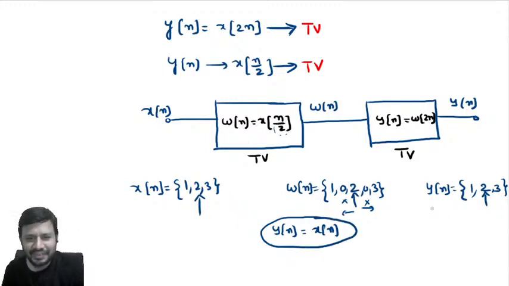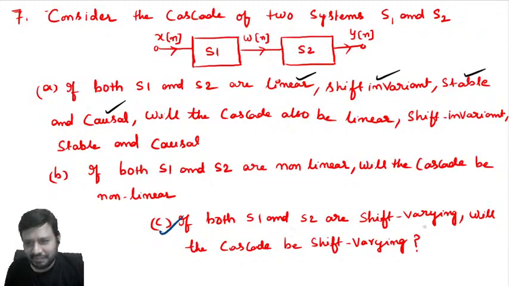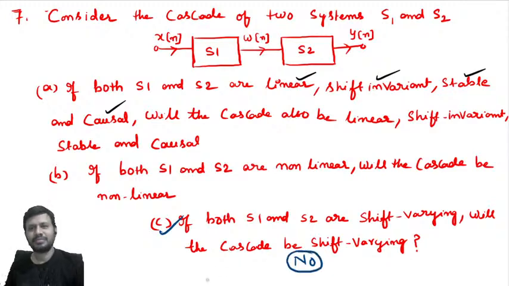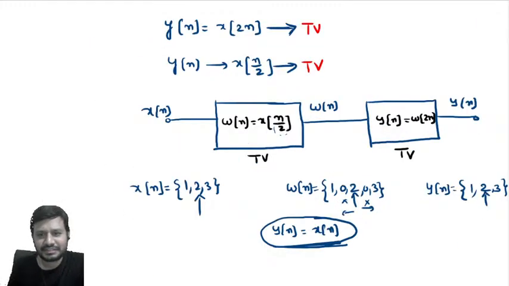Now what I did, look here, I took two shift variant or time variant systems and connected them in cascade, but the overall system is shift invariant or time invariant. So what is it? Observe the question now. If both S1 and S2 are shift varying, that is time varying, will the cascade be shift varying? No. It depends on the systems. We cannot guarantee.